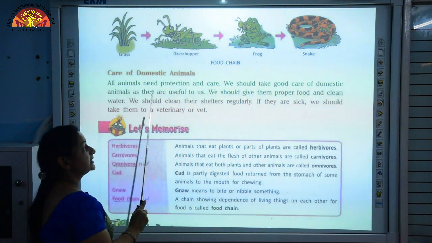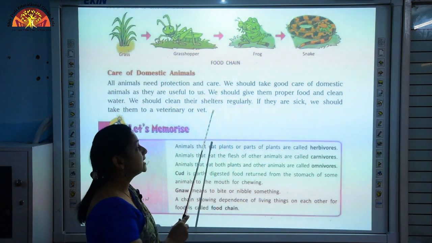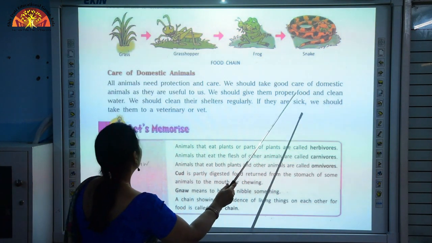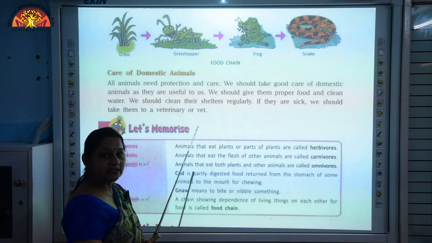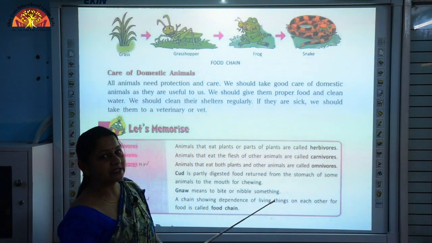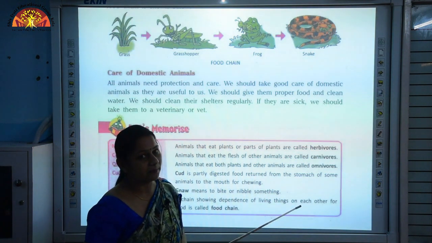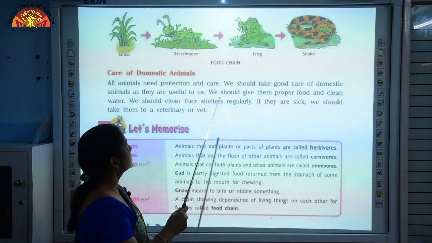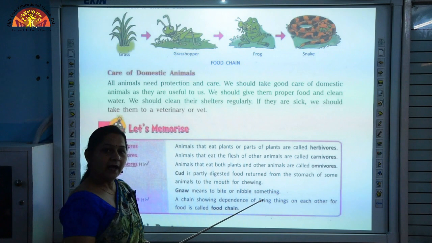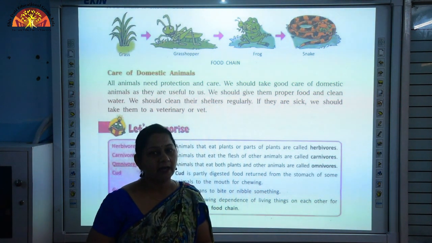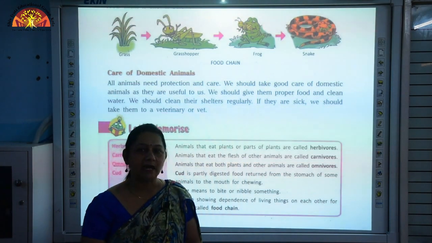Along with this, their shelters should be cleaned regularly, and if they fall sick, we should take them to the veterinary doctors. And what are veterinary doctors? They are the doctors who treat sick animals. So this was how we can take care of animals. So the explanation of the chapter has been done. I hope you have understood the chapter well.